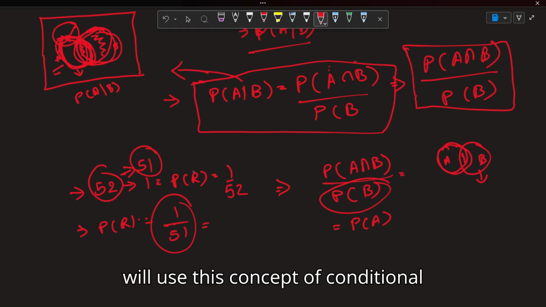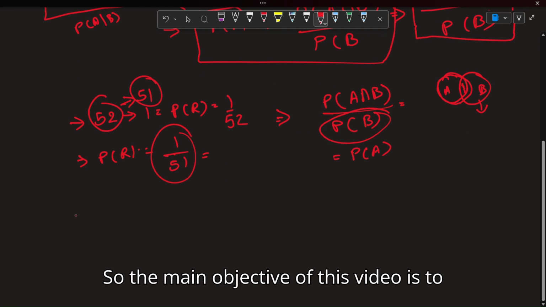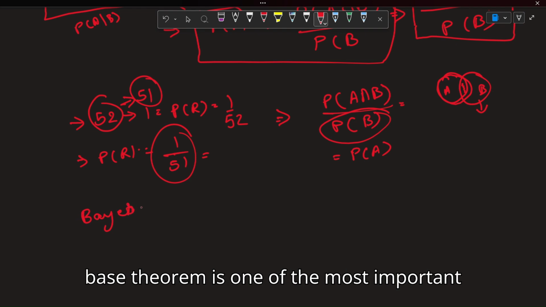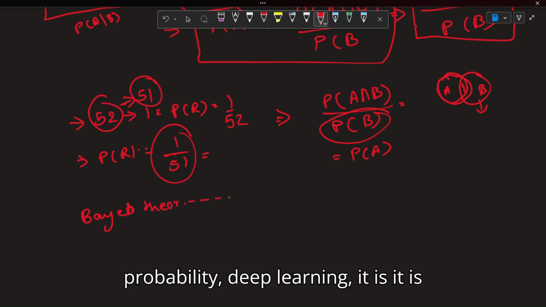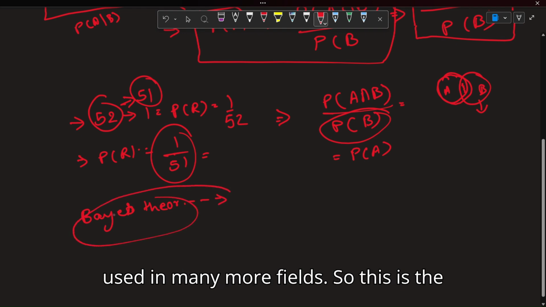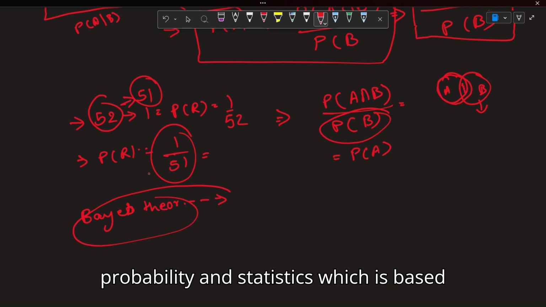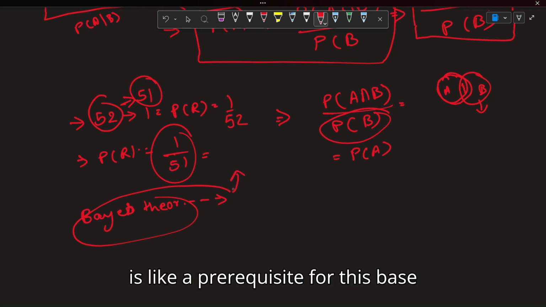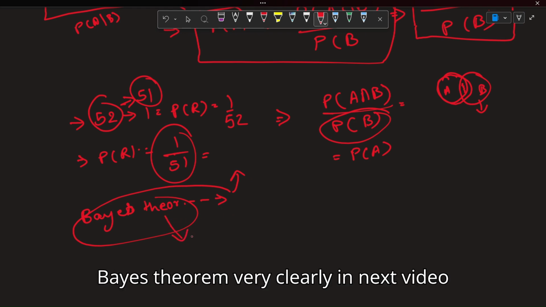So we will use this concept of conditional probability to understand Bayes theorem. The main objective of this video is to get the prerequisite of Bayes theorem. Bayes theorem is one of the most important theorems in machine learning, probability, and deep learning. It is used in many more fields. It is the most important theorem in the field of probability and statistics. And this conditional probability is like a prerequisite for Bayes theorem. So we will understand Bayes theorem very clearly in the next video.